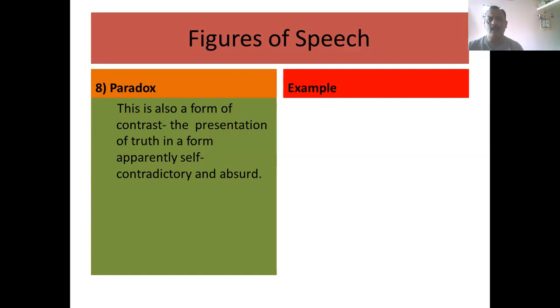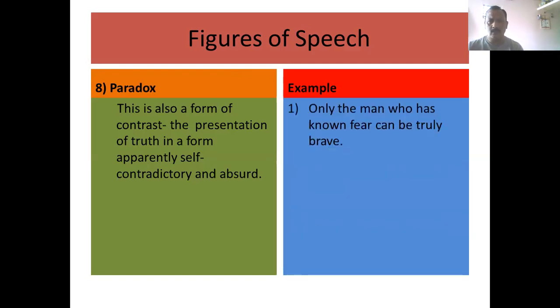At that time, it is called paradox. So contradictory and absurd things are shown there. At that time, it is called paradox. We are going to see the paradox example here. Only the man who has known fear can be truly brave. Now it is a laughable thing, since we would think the man who has known fear cannot be brave. But here the man who has known fear is truly brave. It is said there in this sentence.